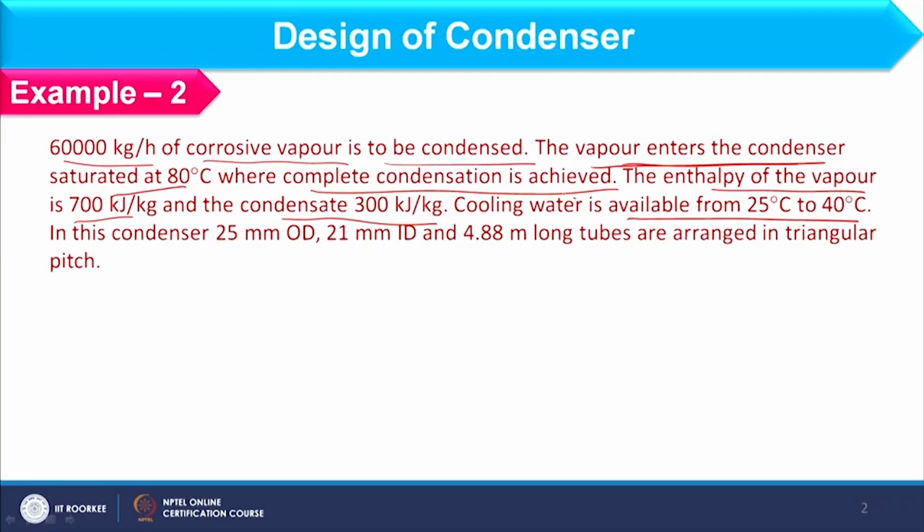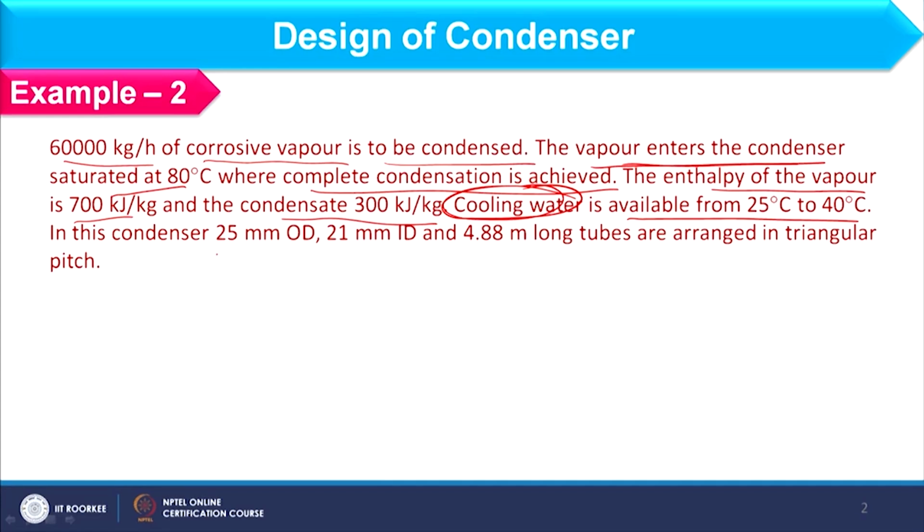Here you can consider that the vapor entering the condenser is at saturated condition, therefore the quality of the vapor should be 1. However, complete condensation is obtained, so at the exit condition the vapor quality should be 0. The enthalpy of the vapor is 700 and that of the condensate is 300 kilojoule per kg. Cooling water is available from 25 to 40 degrees Celsius, and this is used as the coolant.